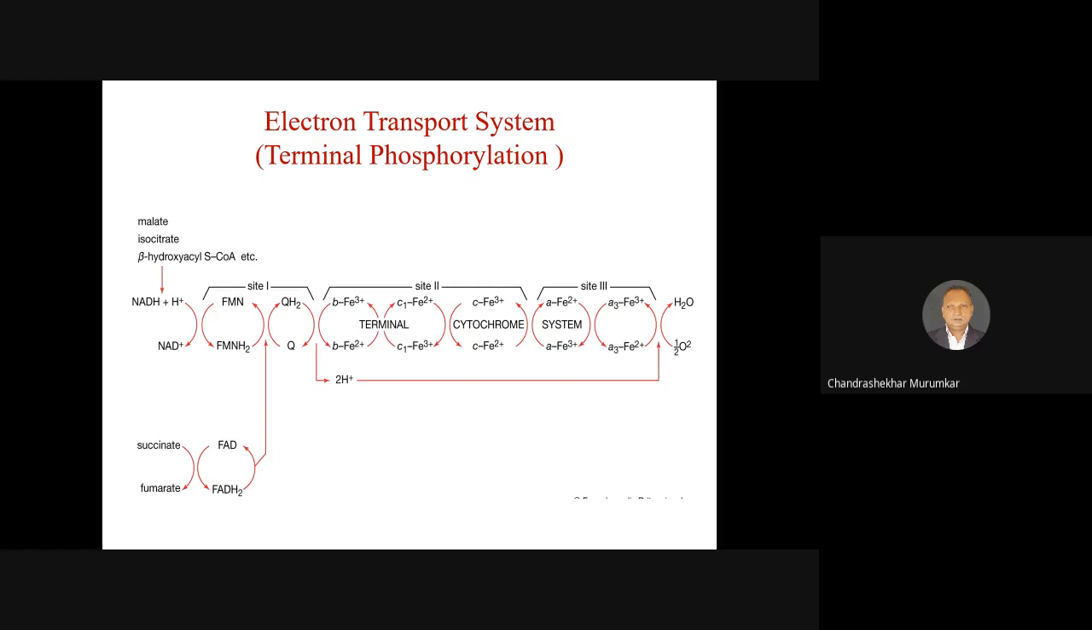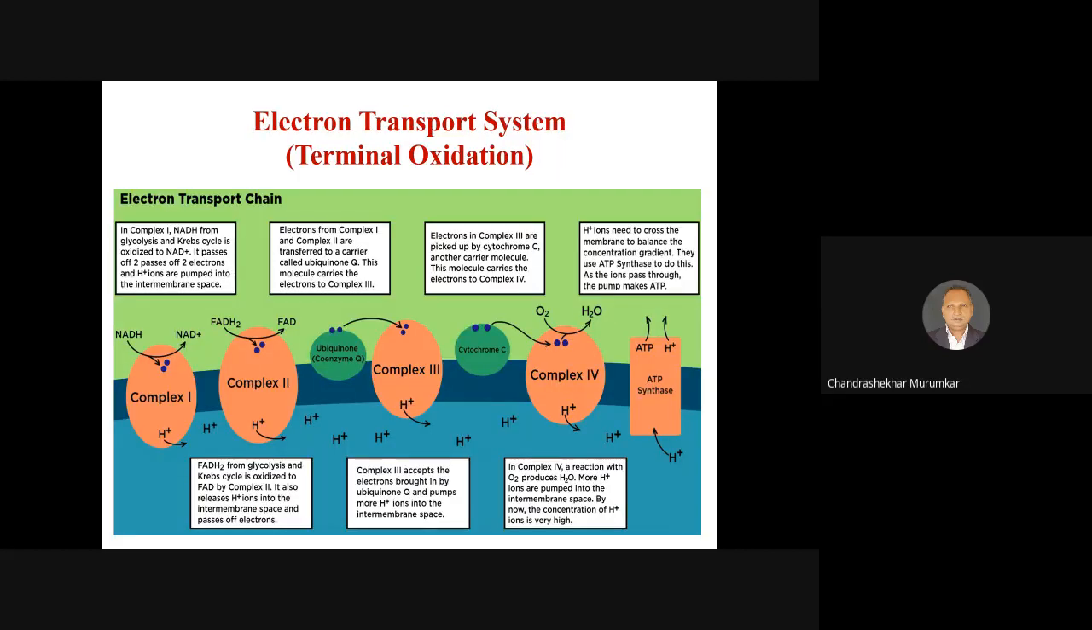So remember, the enzymatic reactions of malate to oxaloacetate, isocitrate to alpha-ketoglutarate, or even pyruvate to acetyl-CoA, all these reactions take place in the stroma or matrix of the mitochondrion, whereas the terminal oxidation takes place in the membrane. How is it taking place? There is a diagrammatic representation. I will show you now. You can see that this is the terminal oxidation or oxidative phosphorylation.